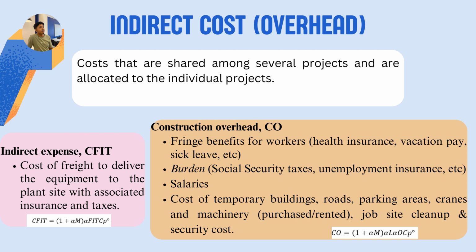The equation is CFIT equal to 1 plus alpha m multiplied with alpha FIT CP. Second is construction overhead CO. Fringe benefit for workers, health insurance, vacation pay, and sick leave. Second is burden, which is social security tax, unemployment insurance, salary and cost of temporary building, road, parking areas, crane and machinery. So to calculate CO, the equation is 1 plus alpha m multiplied with alpha L alpha OCP.